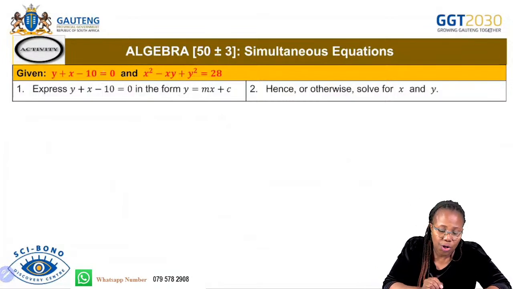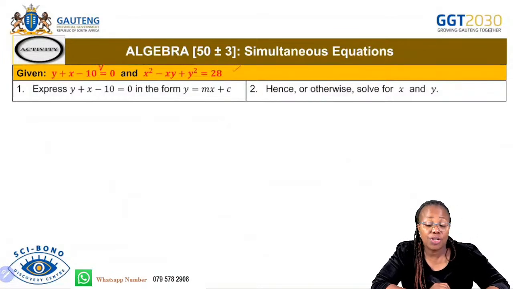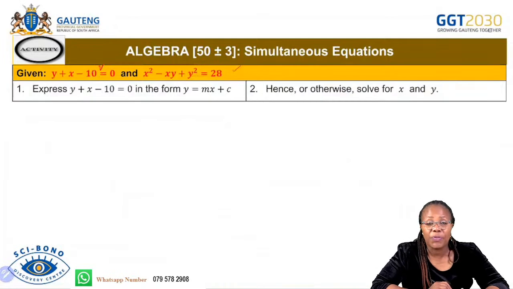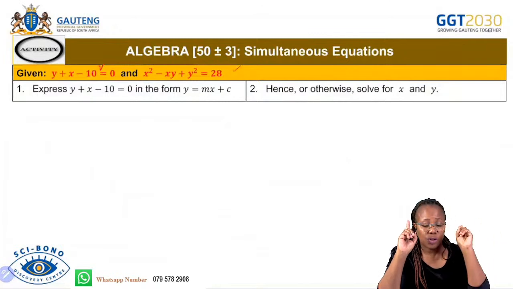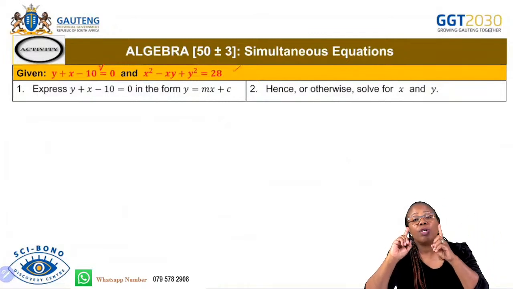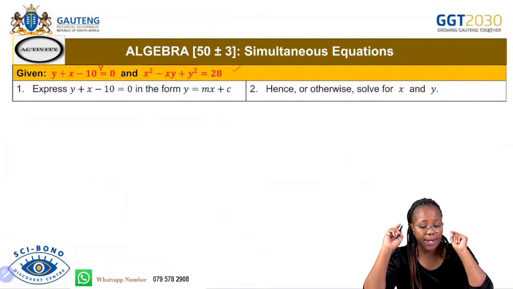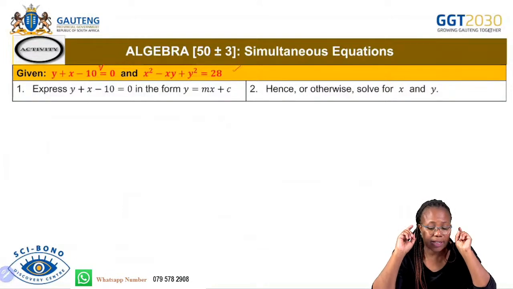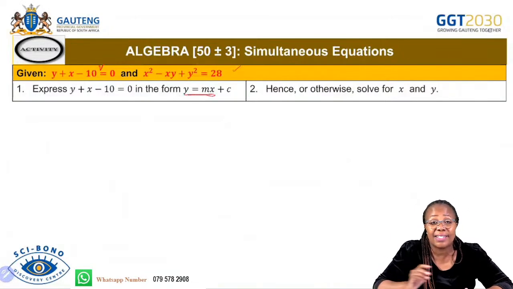Yes, we have the first equation, that is y plus x minus 10. And then that is our second equation, x squared minus xy plus y squared. When you compare the two, you can see that the first equation is a linear one because it's to the power 1. And the second one is a quadratic one because it has the exponent 2. And then now the first question states: express y plus x minus 1 as a linear equation in the form y is equal to mx plus c. Can you see that it has a relationship with a straight line? A straight line is linear.